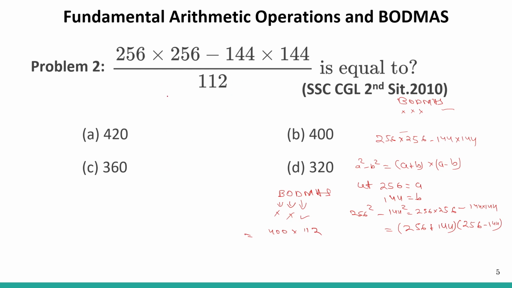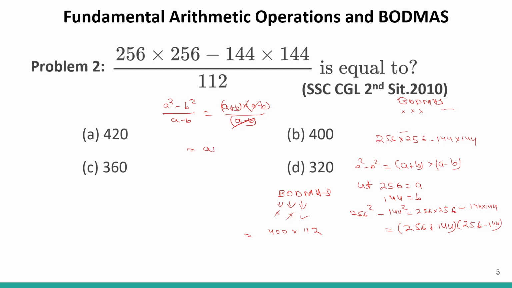So basically the form is something like this: a square minus b square by a minus b is written here. So a plus b into a minus b, whole divided by a minus b. We can cancel these terms in the numerator and denominator.